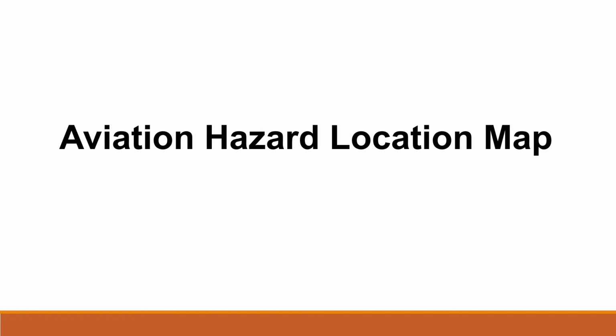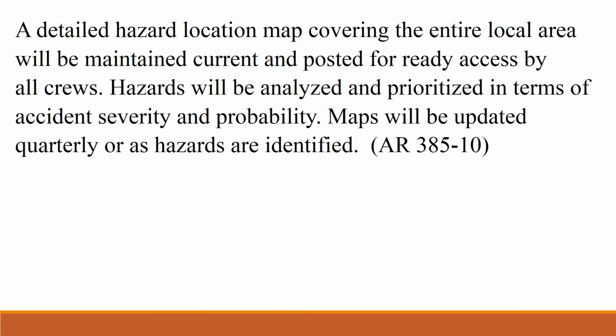Aviation hazard location map. As AR 385-10 states, a detailed hazard location map covering the entire local area will be maintained current and posted for ready access by all crews. Hazards will be analyzed and prioritized in terms of accident severity and probability. Maps will be updated quarterly or as hazards are identified.